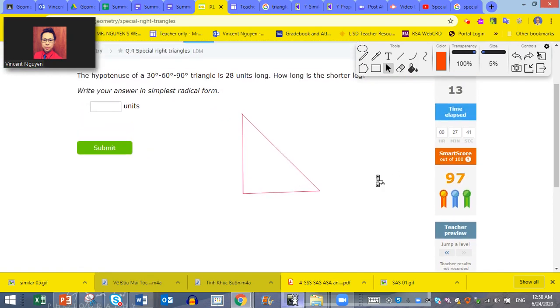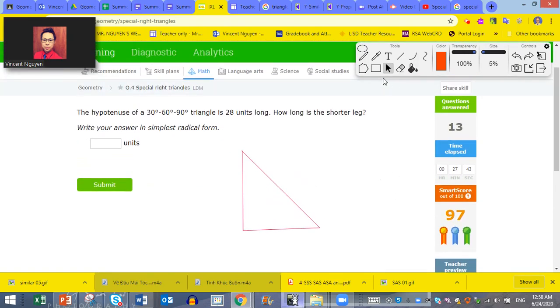All right, next one is going to be a 30, 60 again. I'm going to make this 30. Guys, I don't label my angles, so you are not going to know which one is the short leg and which one is the long leg. Hypotenuse is 28, so I'm going to label 28 here. This is my short leg, this is A. This is my long leg, it's A root 3. The hypotenuse is 2A, which is also 28.